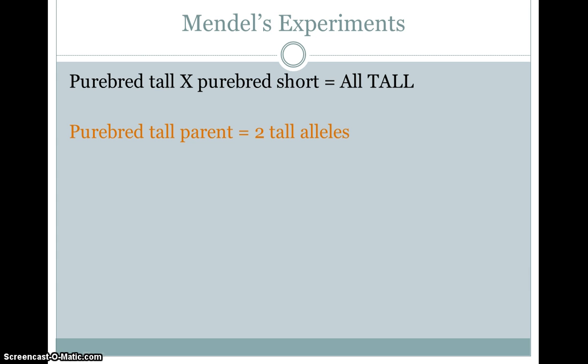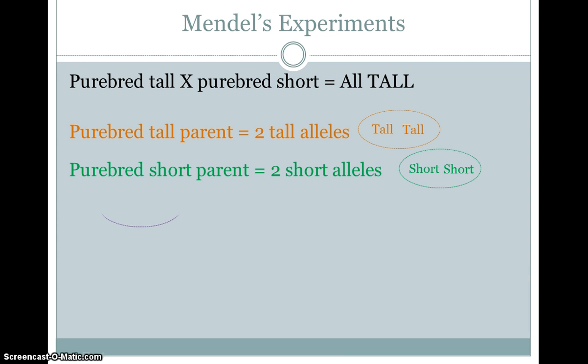So what Mendel saw in his plants were two tall alleles in the purebred tall parent, and two short alleles in the purebred short parent. Those were those two individual factors for each of those plants. The offspring of those two parents received one tall allele from the purebred tall parent and one short allele from the purebred short parent.